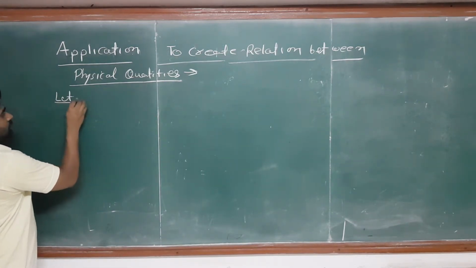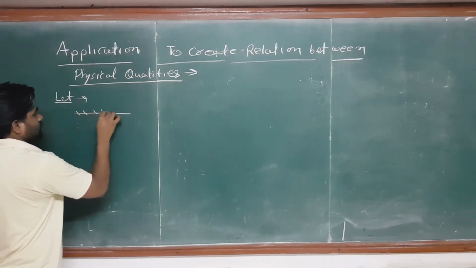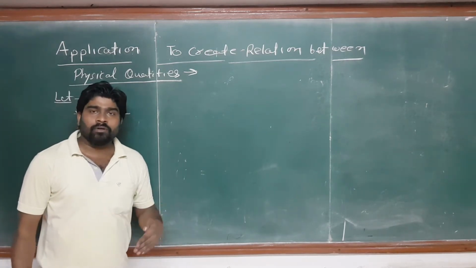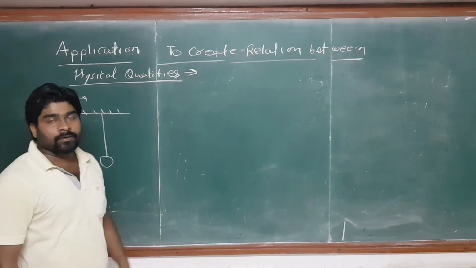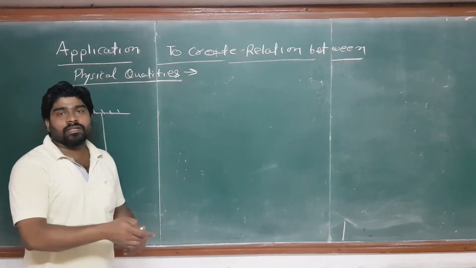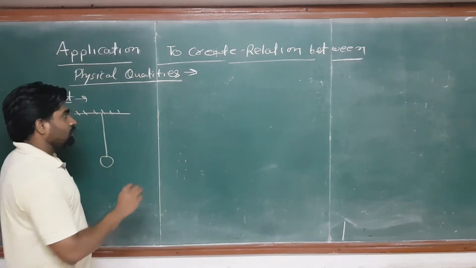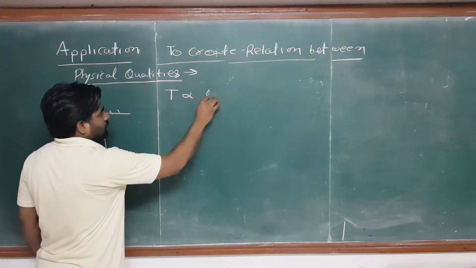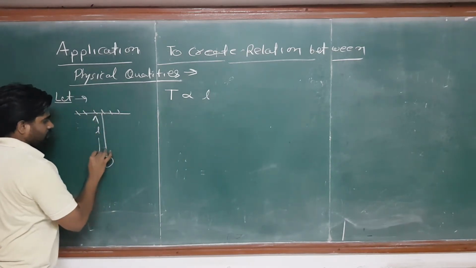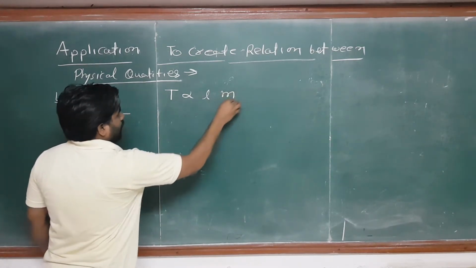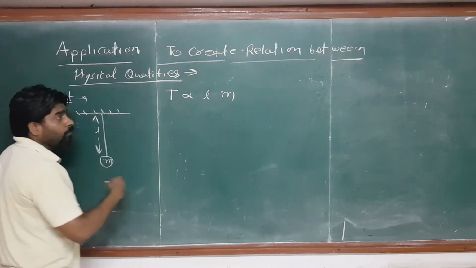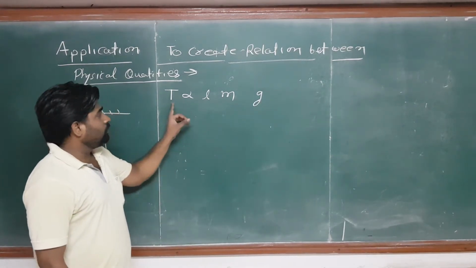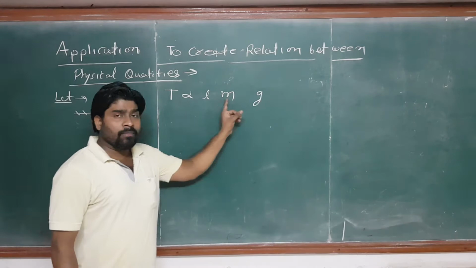Suppose there is a pendulum, and the oscillation of the pendulum starts when we apply some force to it, right? And the time period of the oscillation depends on some factors. Suppose its time period depends on the length of this string, the mass of this oscillating bob, and the gravity. So the time period depends on L, M, and G.